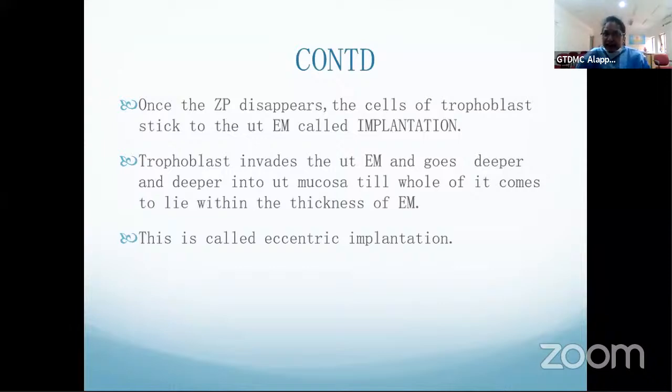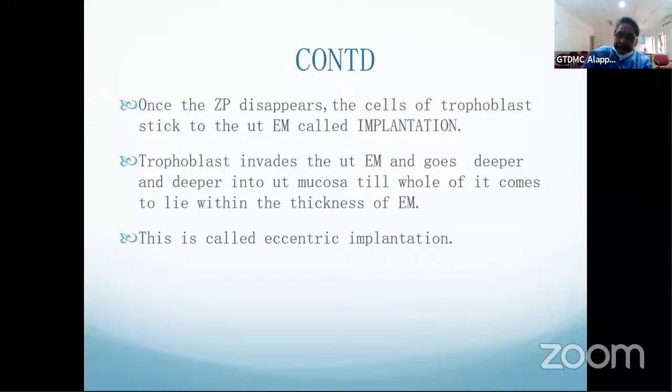The trophoblast invades the endometrium, and that invading of the morula into the endometrium is called implantation. The trophoblast goes deeper and deeper into the uterine mucosa till the whole of it lies within the thickness of the endometrium. So after implantation, the whole morula gets into the layer of the endometrium. You can see the morula is inside the endometrium. That is implantation.